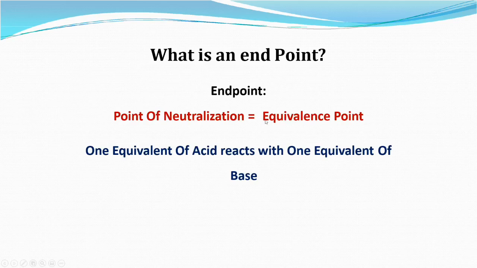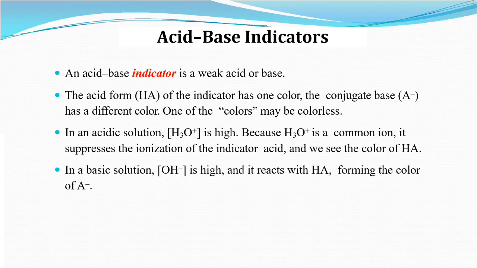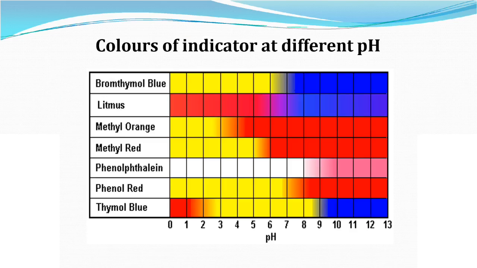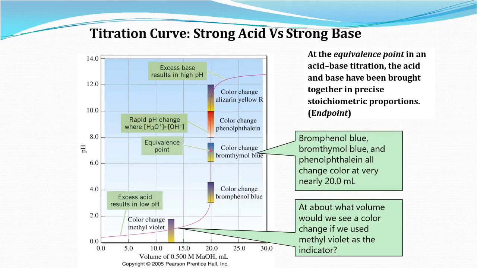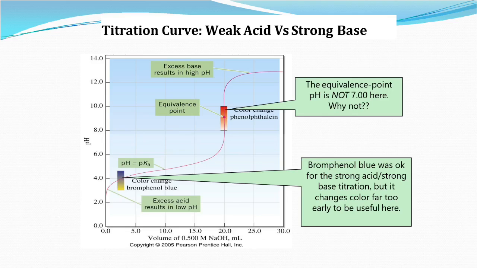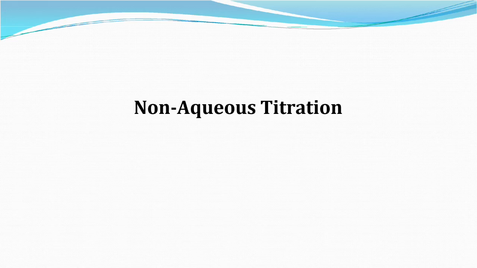Acid-base indicators. Acid-base indicators are a weak acid or a weak base. When added to an acid, it forms a different color, and when added to a base, it forms another different color. Then the color change is used for the identification of the endpoint. Here are some common acid-base indicators with their pH and color changes. This is the titration curve for the strong acid versus strong base. I'll not go into detail here. And this is the weak acid versus strong base.